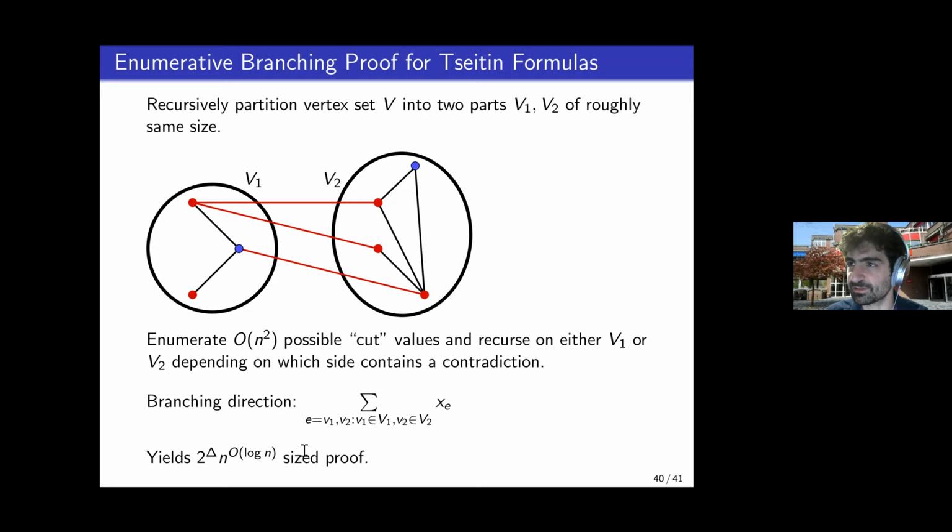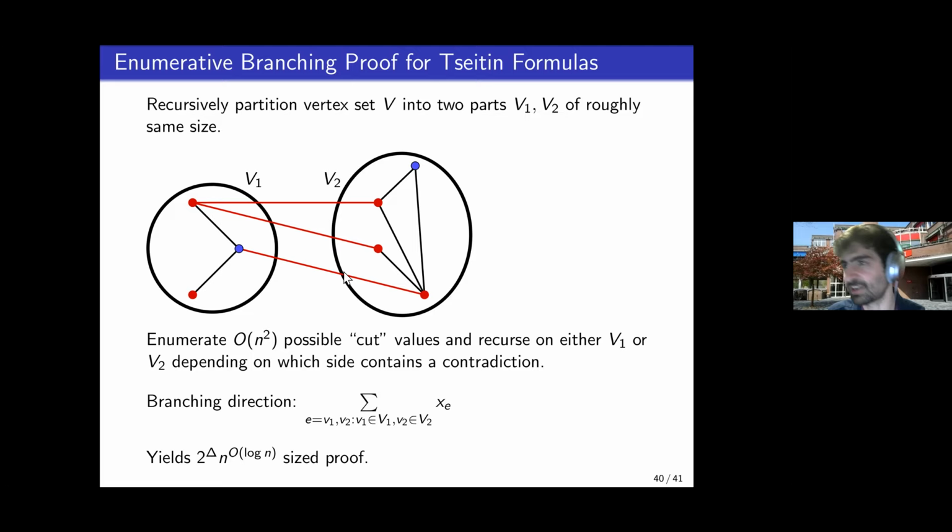And then once I know how many edges cross the cut, I can convince myself that either V1 or V2 contains a contradiction, just by staring at the modular equations. If you sum all the equations in V1 and sum all the equations in V2, as long as I know the number of edges crossing the cut, I can determine whether one or the other sum contains a contradiction. And that allows you to recurse on one or the other side. So when you're branching, you have to branch on at most n squared different possibilities, which corresponds to the number of edges crossing the cut. But then you cut the number of variables in half in the next recursive iteration. So this is where you get this n to the log n style dependence.